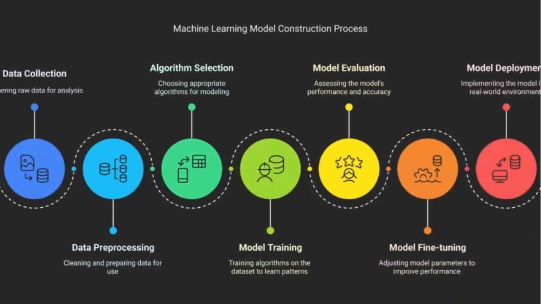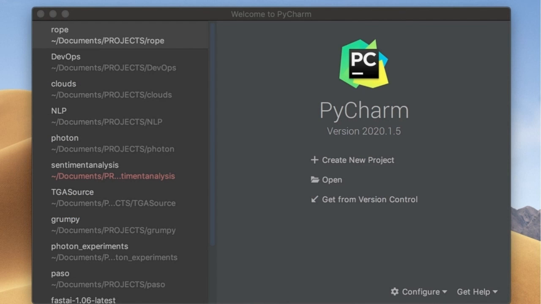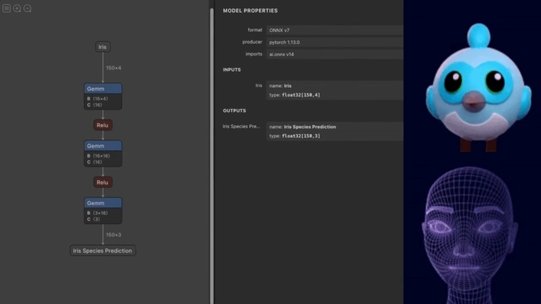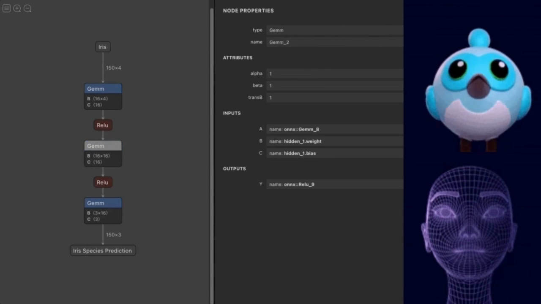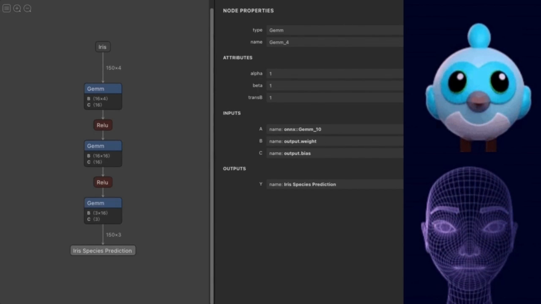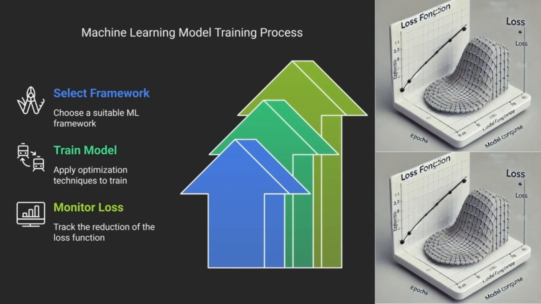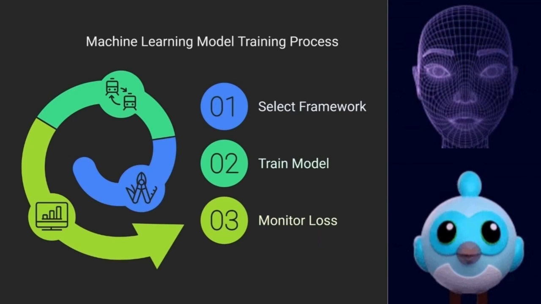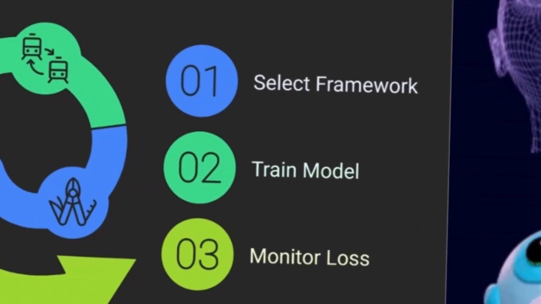Building the machine learning model. Training a machine learning model involves using powerful frameworks like scikit-learn, TensorFlow, and PyTorch to implement algorithms efficiently. The model learns patterns from data through optimization techniques such as gradient descent, which helps minimize errors and improve accuracy. Throughout the training process, monitoring the reduction of the loss function is essential to ensure the model is learning effectively. Proper training techniques enhance the model's ability to generalize well to new data and make accurate predictions.